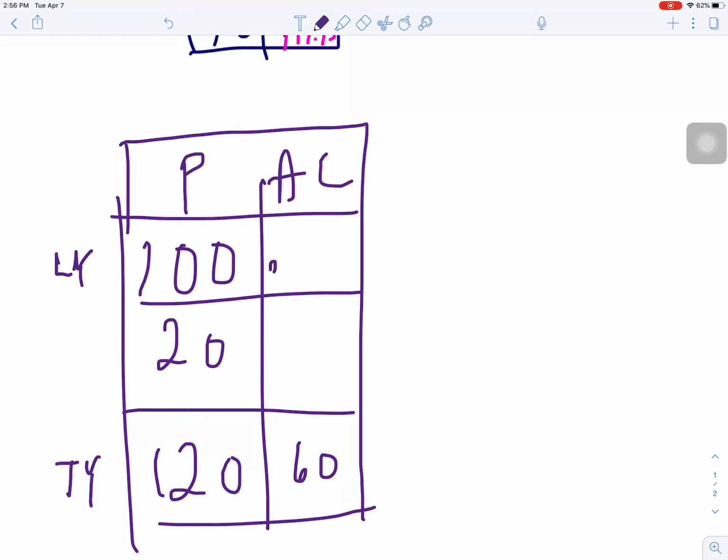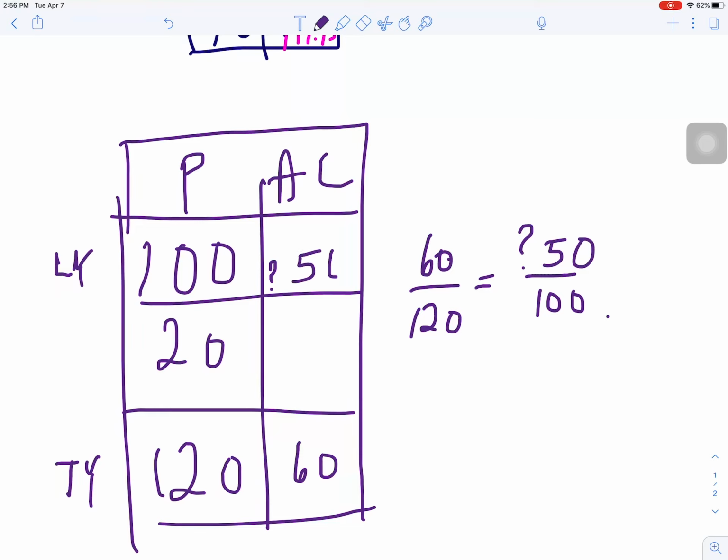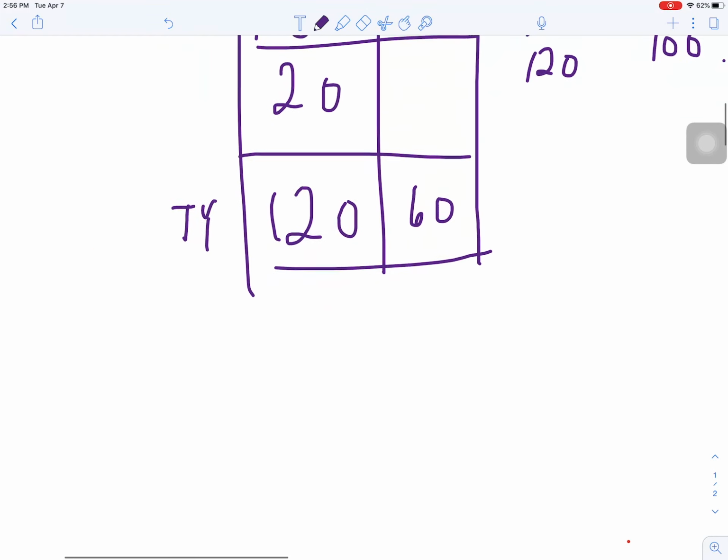So you can see that we can make easy ratio boxes, especially if we're looking for the answer to this one. We have 60 over 120, and then we have a question mark over 100. So 60 times 100 gives us 6,000. 6,000 divided by 120 gives us 50. So you can see that the answer would be 50. Make sense? Hopefully.